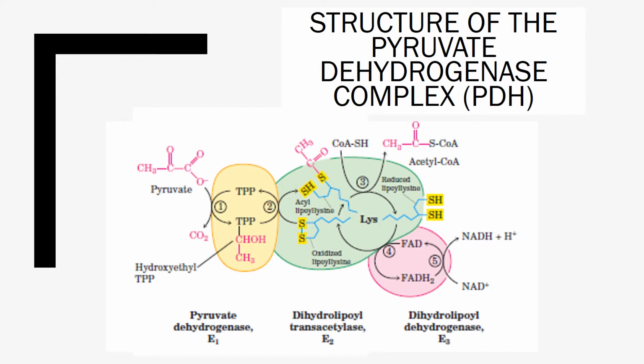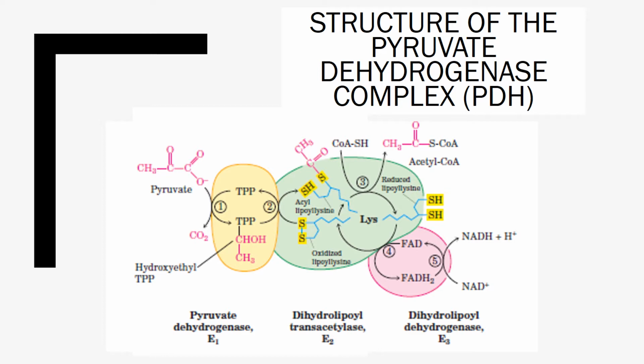They both consist of 3 enzymes, E1, E2, and E3, and 5 cofactors. The enzymes in both complexes are homologous to each other, and the cofactors, FAD, NAD, TPP, lipoate, and coenzyme A are the same in both.